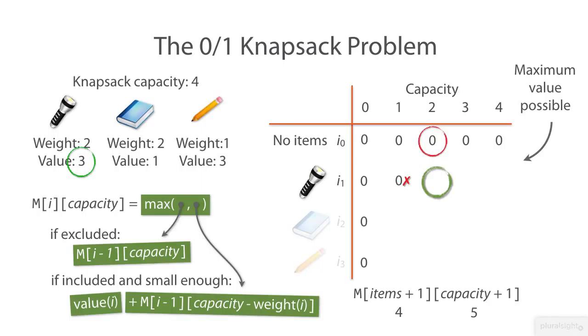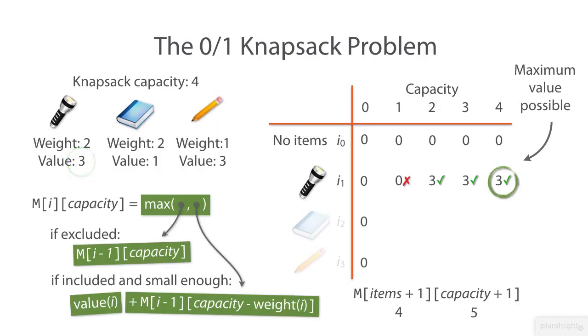And that latter value can be found in the row above in the column 2 positions to the left, because the flashlight had a weight of 2. So the value of 3 plus the value of 0 from the cell marked with the green circle gives a total value of 3, which is larger than the value of 0 from the red circle. So we fill our current cell with 3 and mark that this subsolution does include the flashlight. The rest of that row represents the subproblems with even larger knapsacks, but since we do not include any new items, the subsolutions must be the same for the two remaining columns.